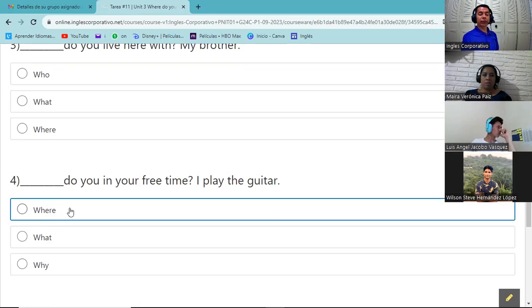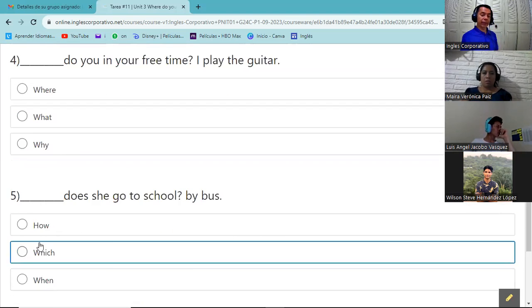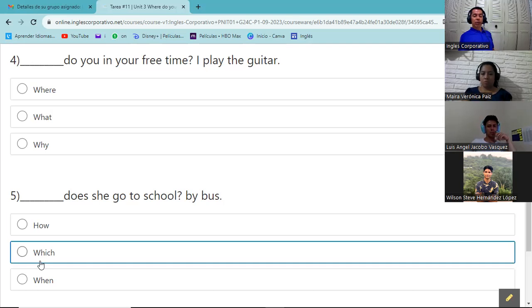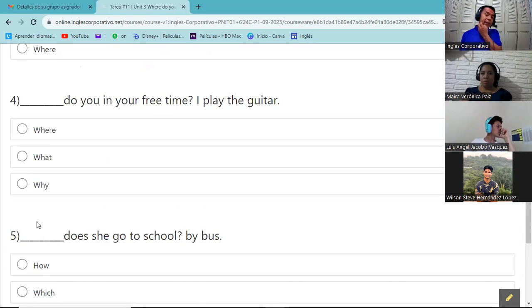En la cuatro es yo toco la guitarra. Sería where, what, or why. Y finalmente, por bus. Yo me transporto por bus. Entonces sería how, which, or when. ¿Ok? Any question, class?